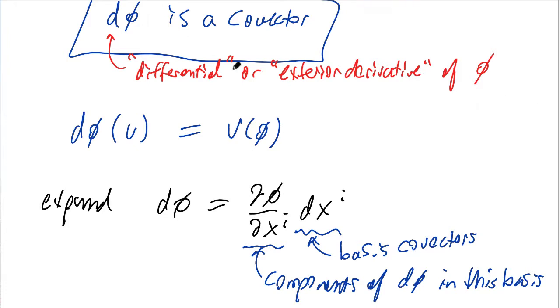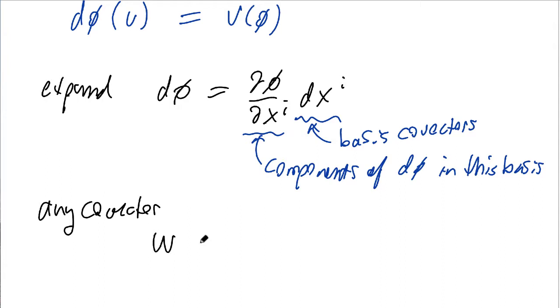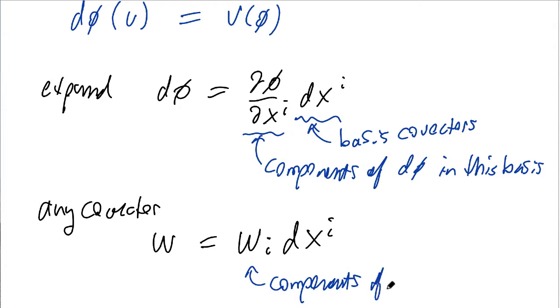So d phi is a particular type of covector in that it's constructed as the exterior derivative of a function. But in general, we can write any covector as an expansion in terms of the basis covectors. So if w is my covector, we can always write it as an expansion of the form w_i dx^i. So the w_i are the components of w.